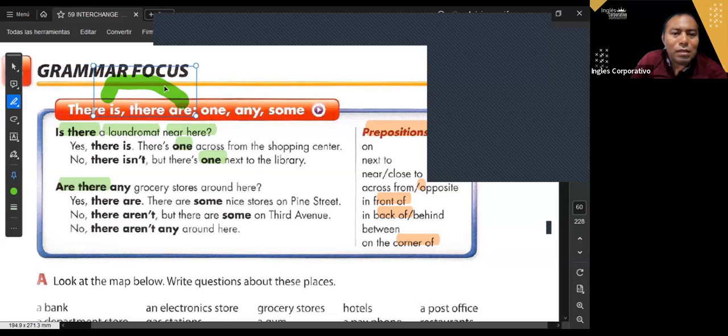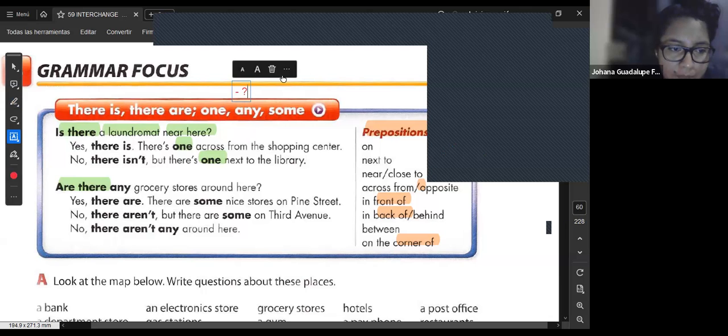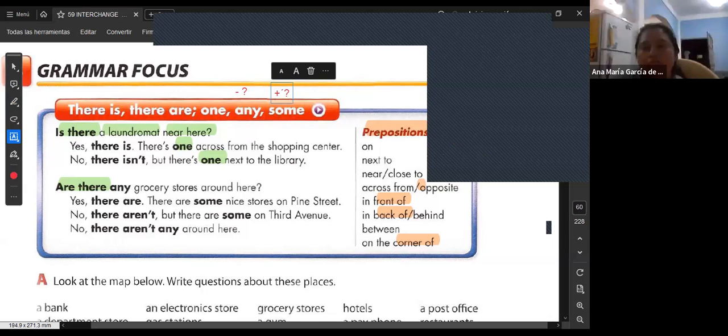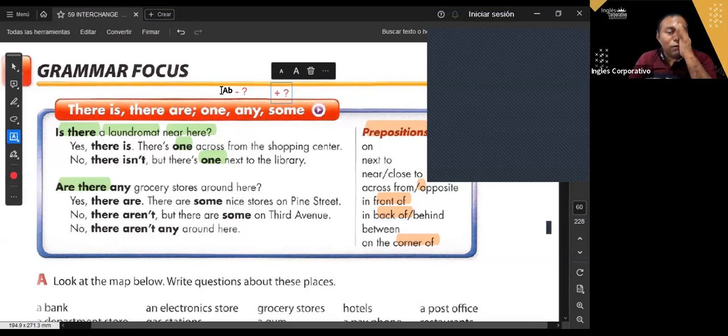Y tenemos, we have the use of any and some. What is the difference between any and some? We use any for negatives or questions. And we use some for affirmative and questions. Yes, some for affirmative and questions, and any for negative and questions.